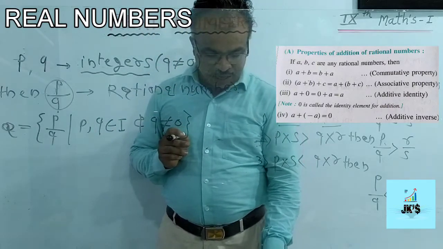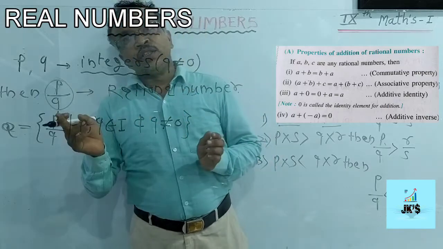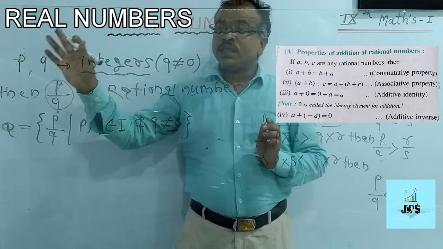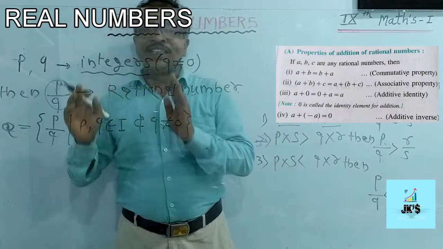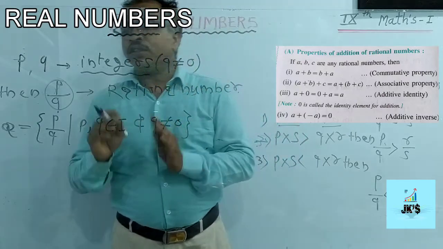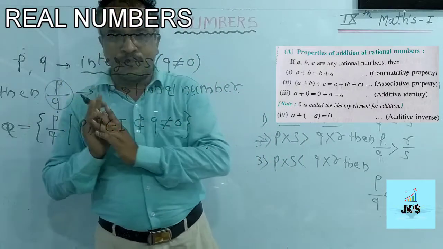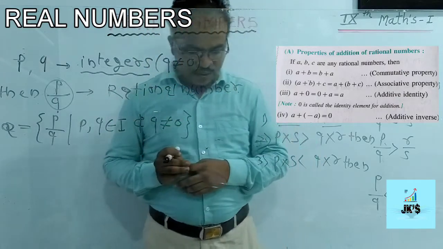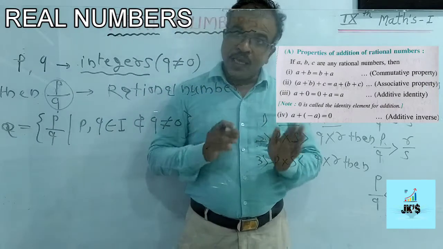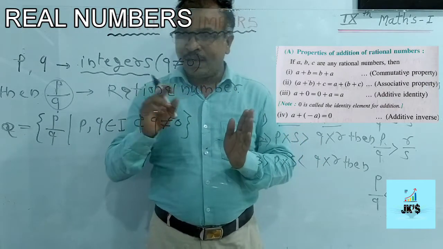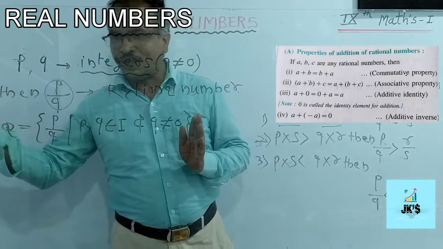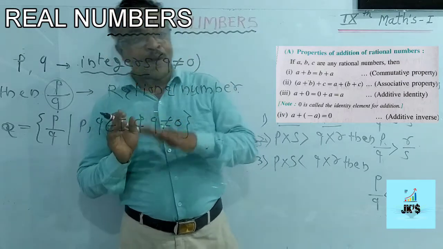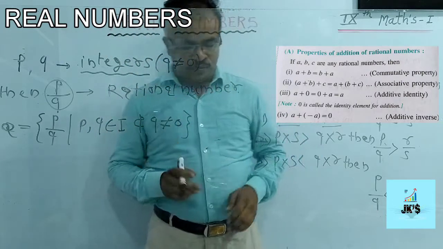Then additive identity: A plus 0, or 0 plus A, equals A. It means if 0 is added to any rational number, then the answer is that rational number. It is known as additive identity. And additive inverse: A plus (minus A) equals 0. It means the addition of a number and its opposite number is 0.